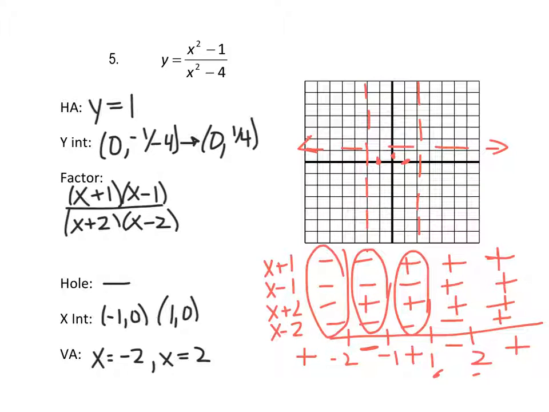So let me do this in blue. There we go. Then between -2 and -1, we're below the x-axis. Between -1 and +1, we are above the x-axis. Then between 1 and 2, we are below the x-axis. And then after 2, we are above the x-axis.